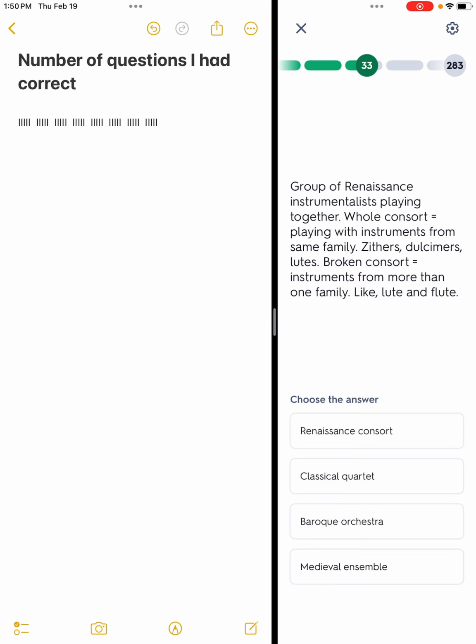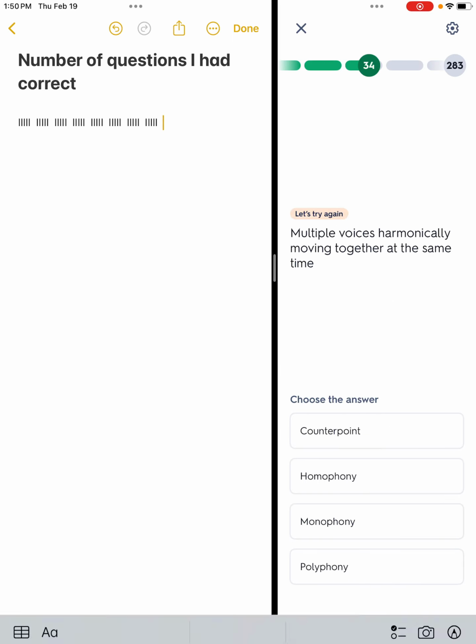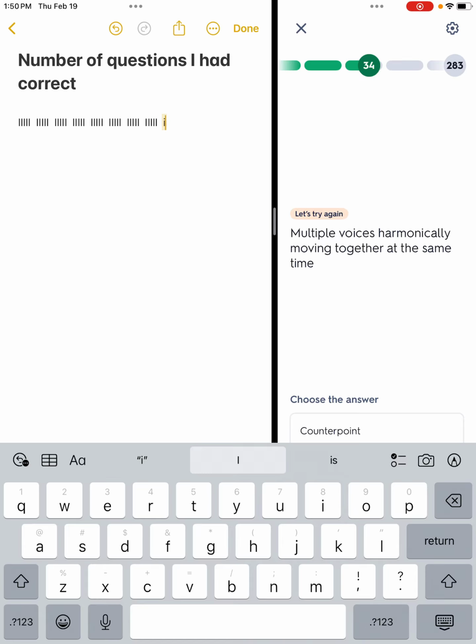A group of Renaissance instrumentalists playing together. Whole consort, playing instruments from the same family. Zithers, dulcimers, lutes. Broken consort, instruments from more than one family, like lute and flute. Like lute and flute. What can this mean? The Renaissance consort? Alright. Okay, Renaissance.